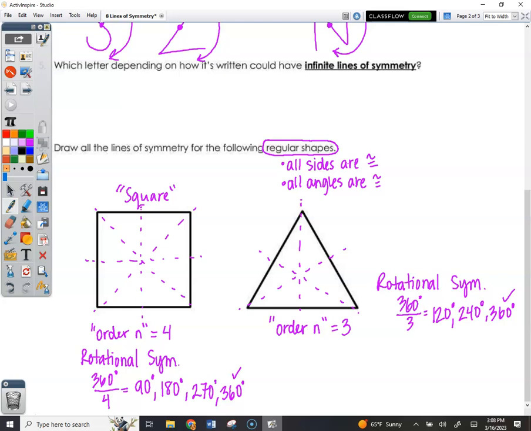Now, here's what you need to know for the test. Don't put this up because I'm going to show you one more thing. You need to know what it means when it asks what is the order of this regular polygon. That means how many lines of symmetry you can draw. You also need to know the smallest degree of rotational symmetry. Well, that's simply 360 divided by the number of sides, right? Okay, go to the next page.